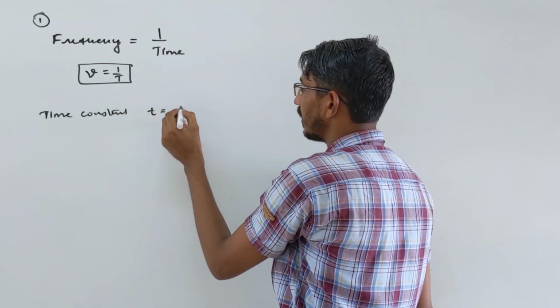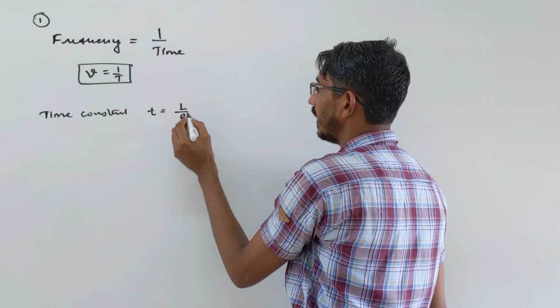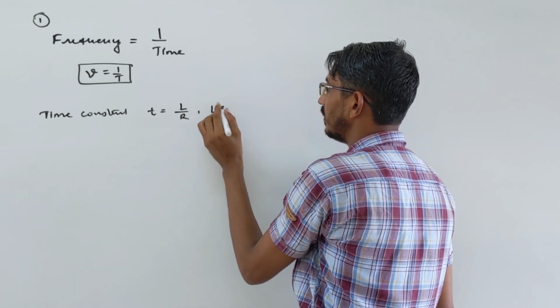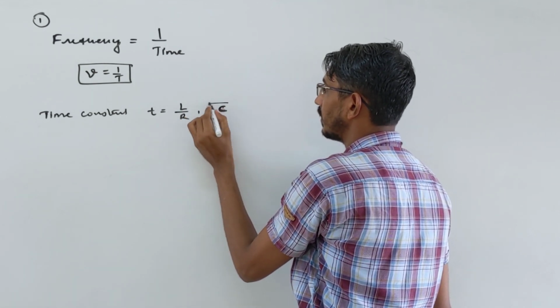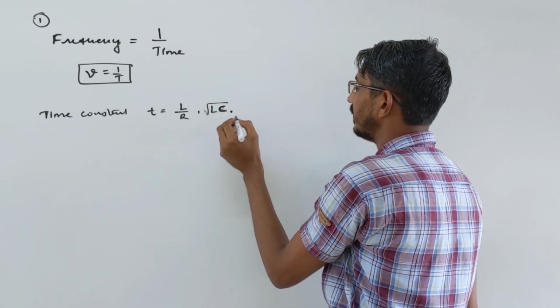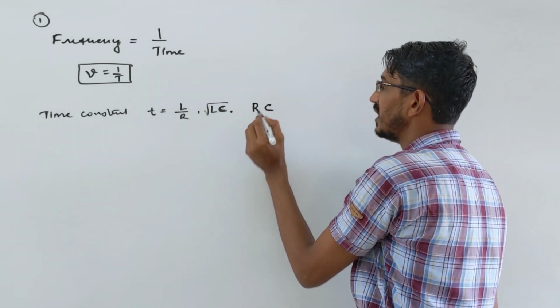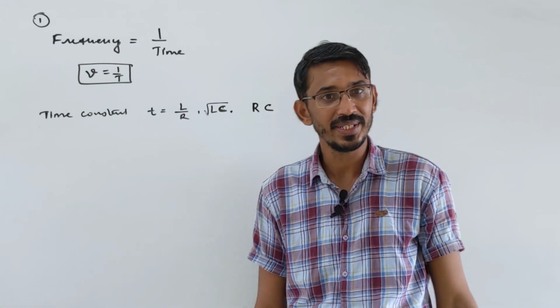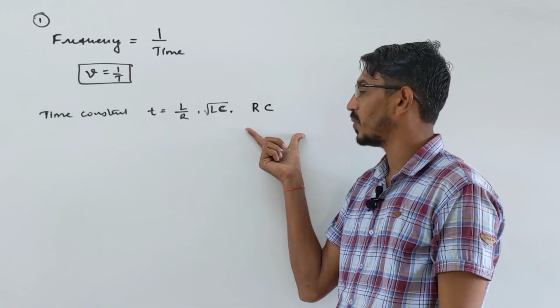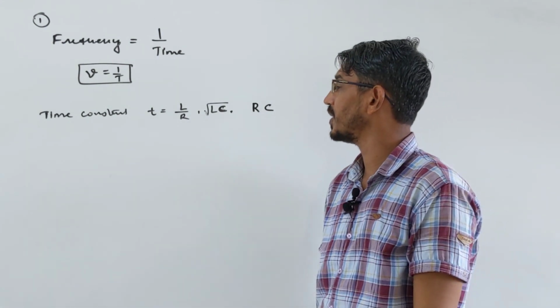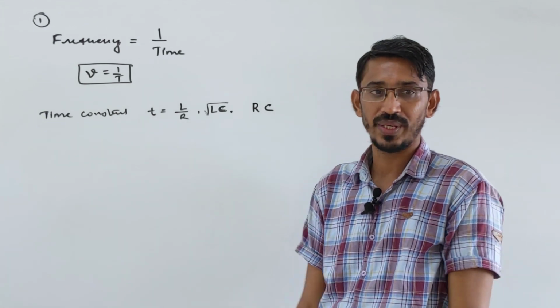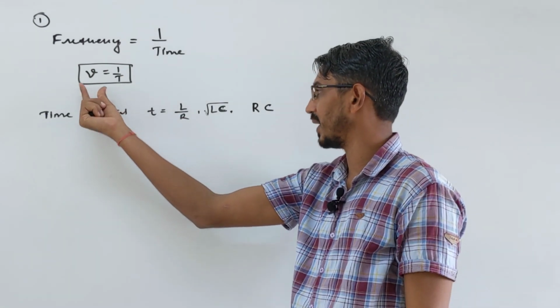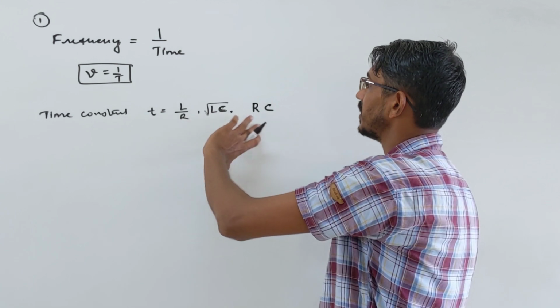The time constants are L by R, then root LC, then R into C. These were the 3 time constants, right? Because their dimensions are equal to time. Now the question is, which is not the dimension of frequency? Frequency is just the opposite of time, so if you write the frequency formulas, they are just the opposite of these.